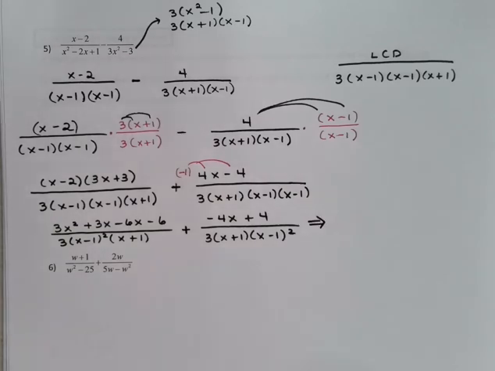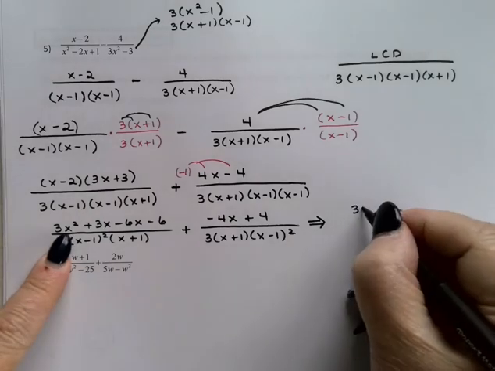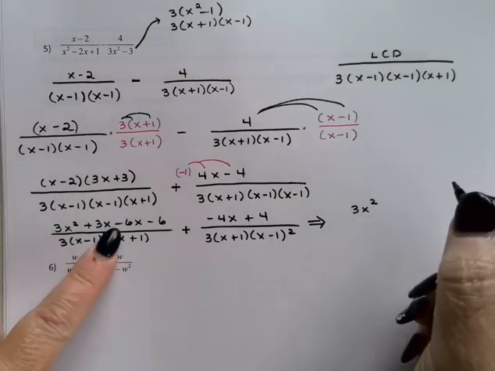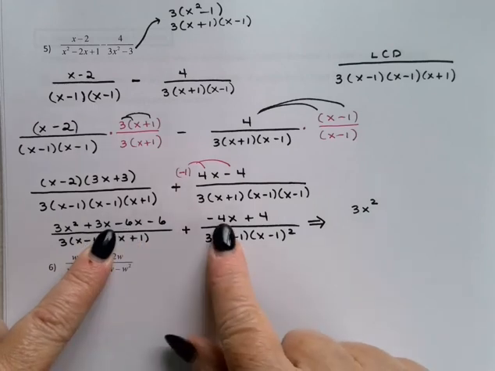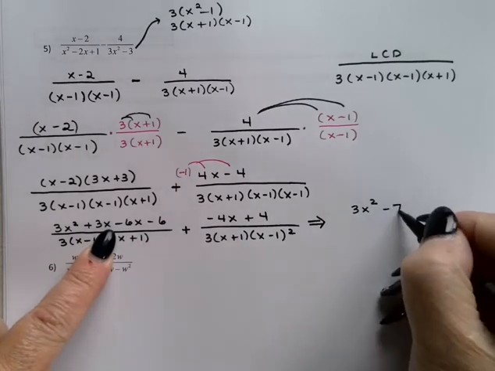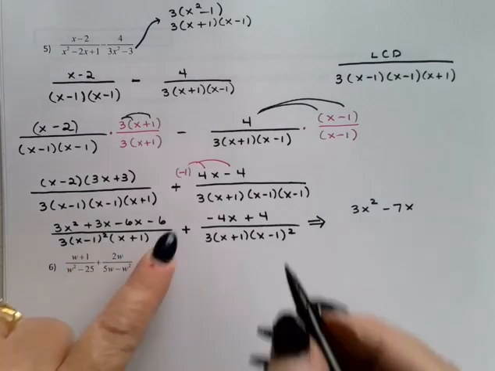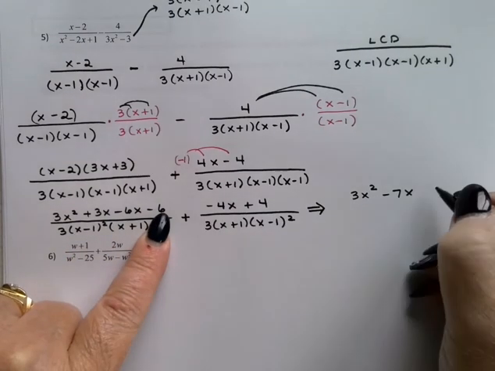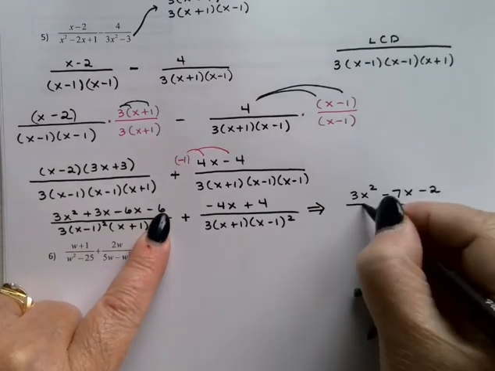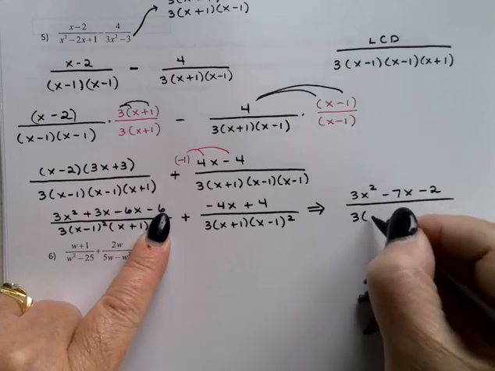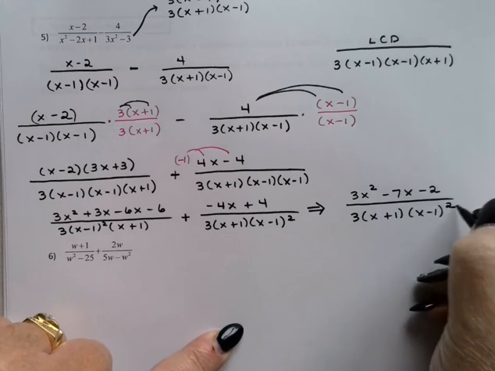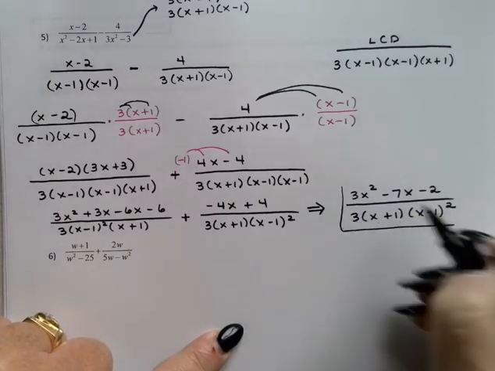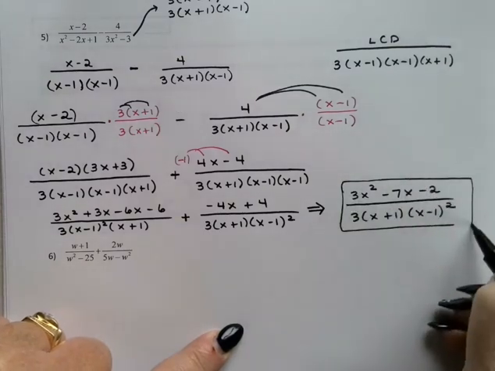All right, we're almost there. I've got the 3x squared. And let's see, that would be a negative 3x, and a negative 4x over here would be a negative 7x. And negative 6 and positive 4 would be a minus 2. Finally, there we go. All combined.